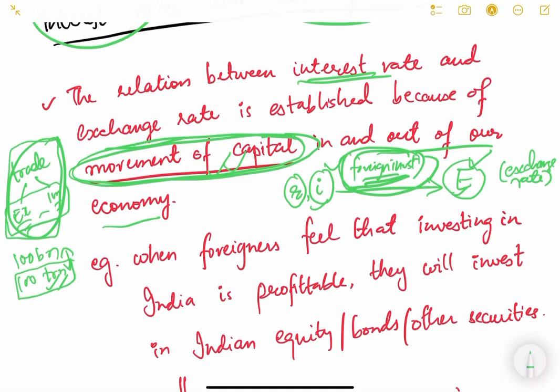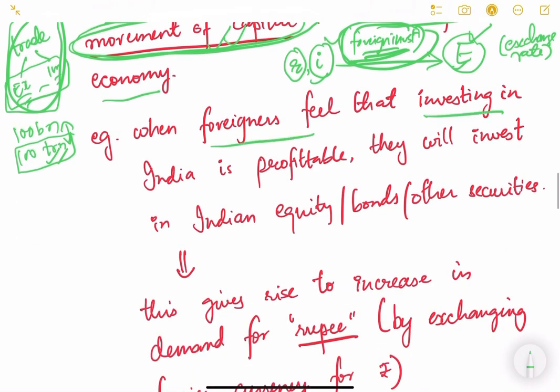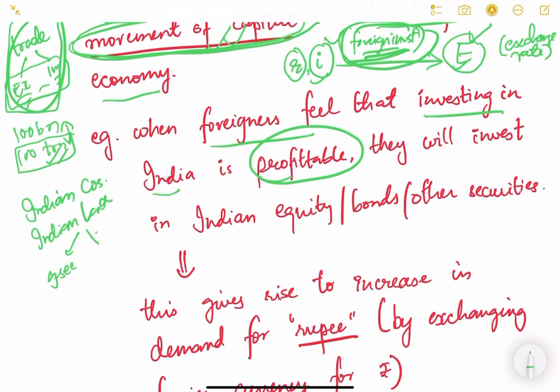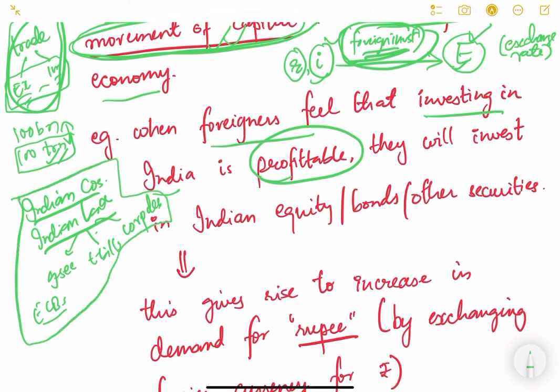Okay, so when foreigners feel that investing in India is profitable, investing in India means what? They will buy Indian shares, shares of Indian companies, then they will invest in Indian bonds. These Indian bonds can be government securities, they can be treasury bills, they can be corporate debentures, etc. So basically they can also give external commercial borrowing. This is also a kind of investment in India. So any type of capital movement is investment, that is considered to be foreign investment. So whenever foreigners feel that investing in India is profitable, they will invest in Indian equity, bonds or other securities.